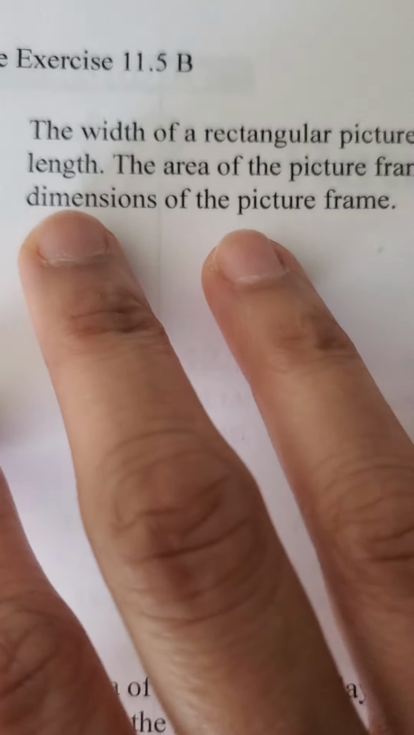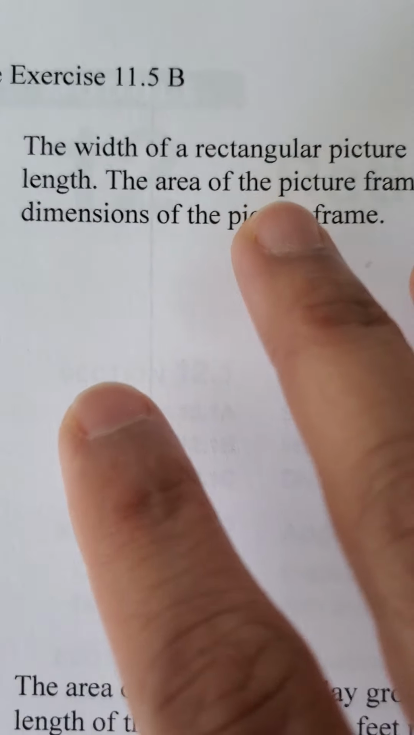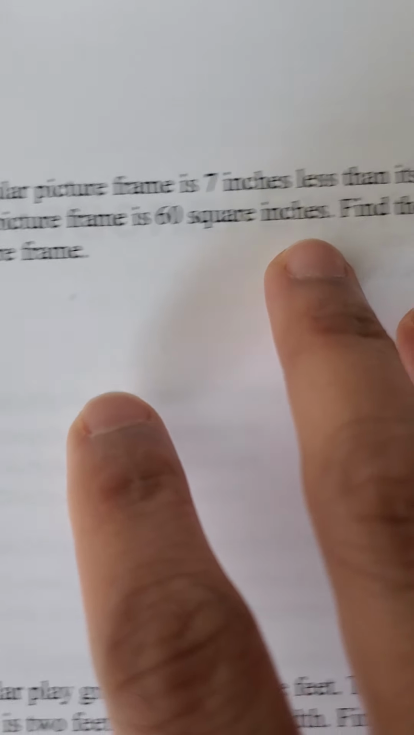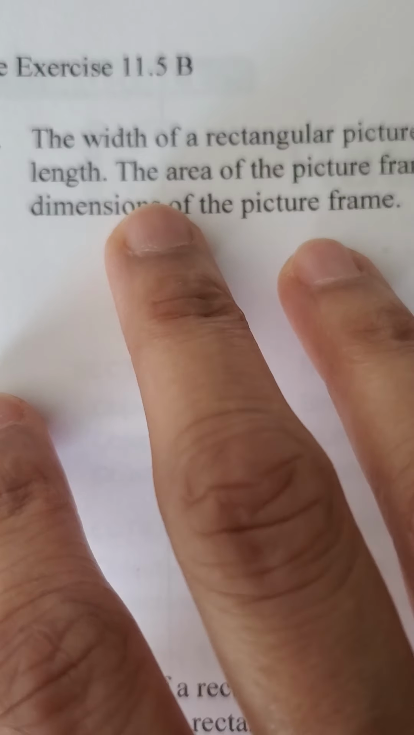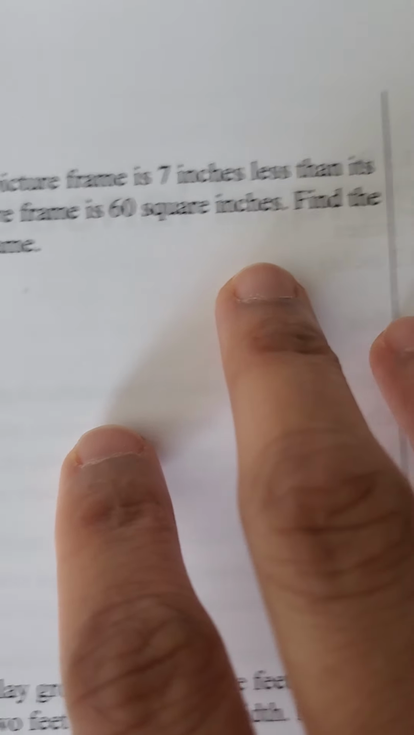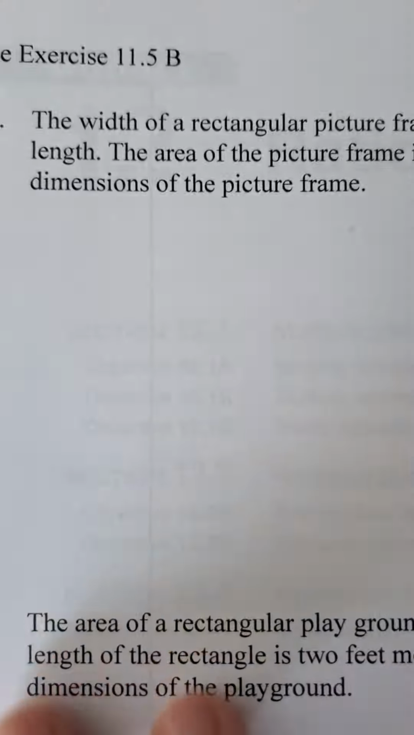All right, so continuing, this is saying the width of a rectangular picture frame is 7 inches less than its length. The area of the frame is 60 square inches. Find the dimensions of the picture.